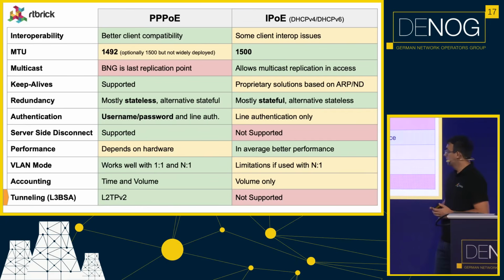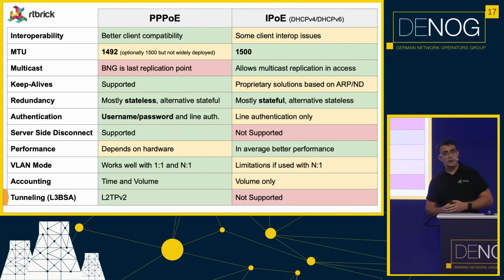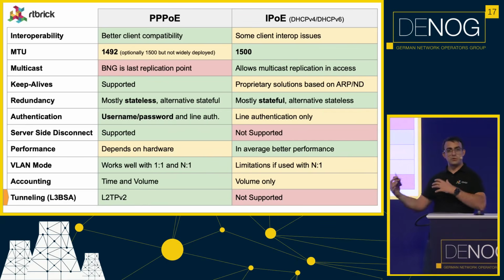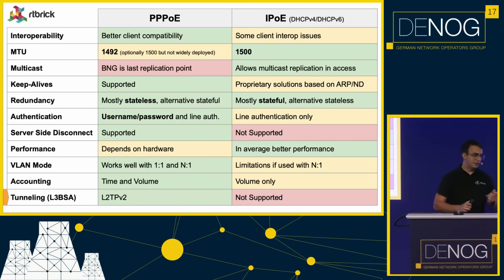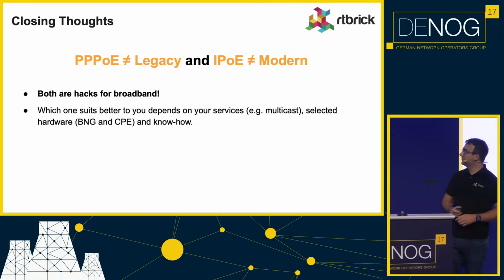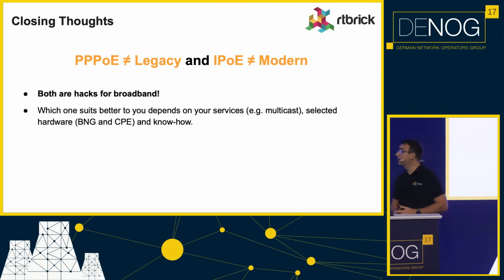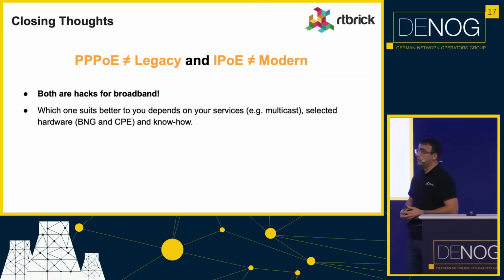And then tunneling. As I mentioned before, PPPoE supports L2TP, and this is some kind of a layer 3 bitstream access. It's very, very popular because I don't need negotiations with the wholesale partners. I just need their IP address, and then I can just tunnel my connection to them.